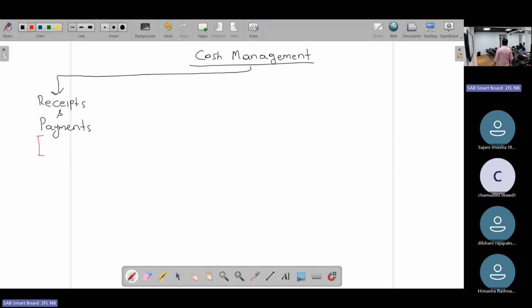What are the tools organizations use to do these transactions? Bank notes and coins, transfers, bank transfers, debit and credit cards. So these are the receipts and payments tools.